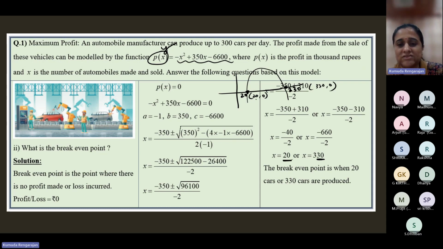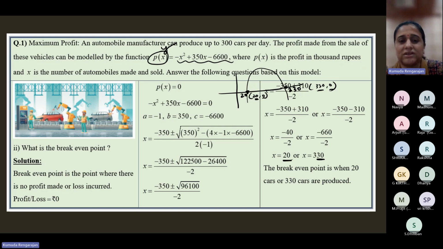Now see here, when x is 20, that is when 20 cars are manufactured, y is 0. That means the profit is 0. Also, when 330 cars are manufactured, y is 0. That means the profit is 0 or the loss is 0. Because these points lie on the x-axis. These points lie on x is 20, x is 330.